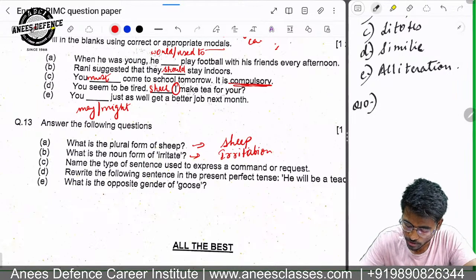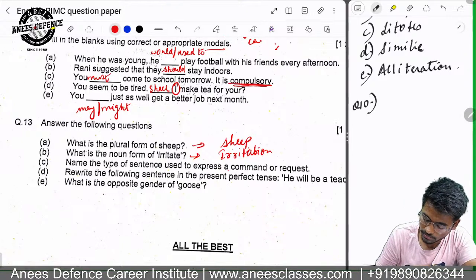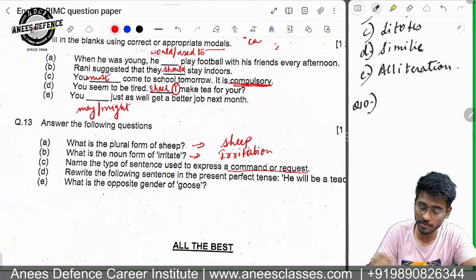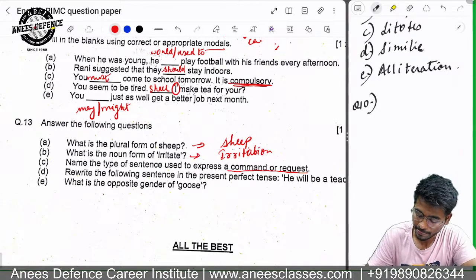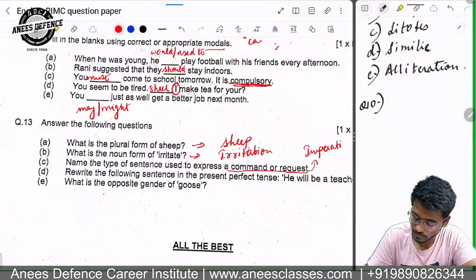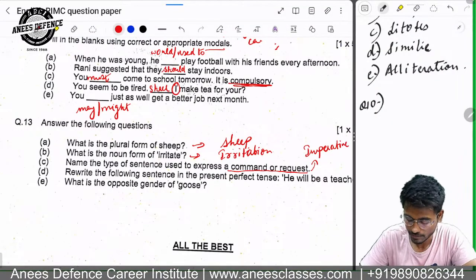Name the type of sentence used to express a command or request. भाई टाइप्स ऑफ सेंटेंस होते हैं अफर्मेटिव, इंपरेटिव, ऑप्टेटिव, एक्सक्लेमेटरी. तो जब कमांड और रिक्वेस्ट कोई सेंटेंस में होता है, दैट टाइम वी टर्म एज इंपेरेटिव सेंटेंस. इट इज इंपेरेटिव. ओके, nothing but imperative.